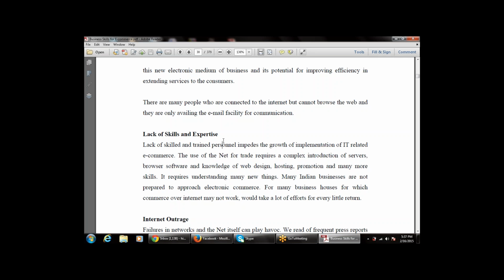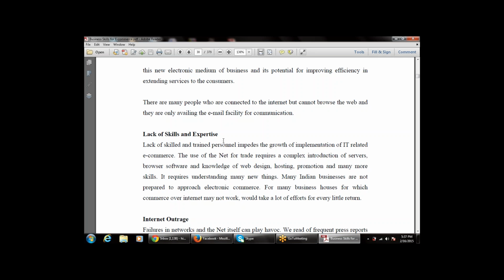So many Indian businesses are not prepared to approach electronic commerce. For many business houses, serving consumers over the internet may not work easily, and it would take a lot of effort. It is also true for new businesses that are made for transactions. So there is a lack of skills and expertise available over the internet.